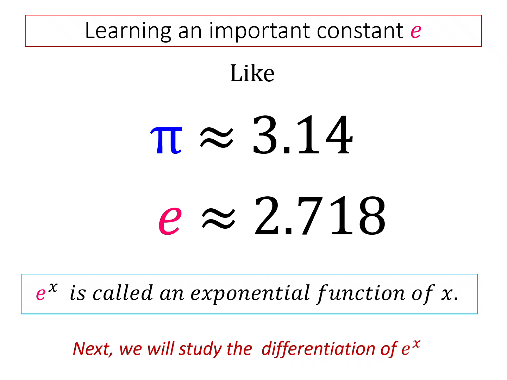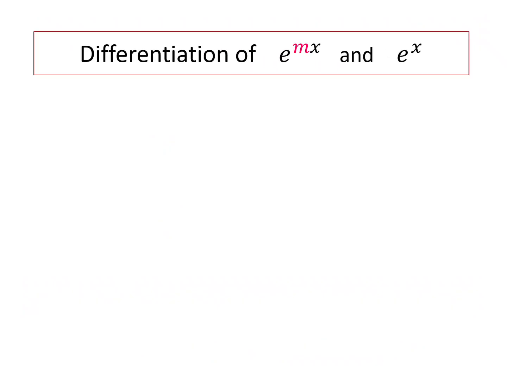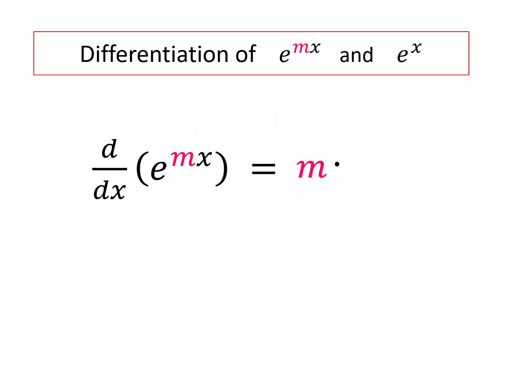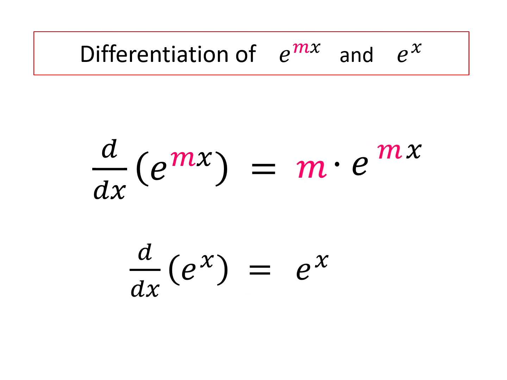Next we will study the differentiation of e to the power x. Here we are discussing two forms. One is e to the power mx, which is the more general form, and another is a particular form, e to the power x, where m is 1. So d/dx of e to the power mx is m times e to the power mx. d/dx of e to the power x is equal to e to the power x simply. So no change here.